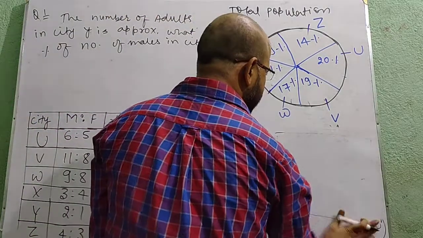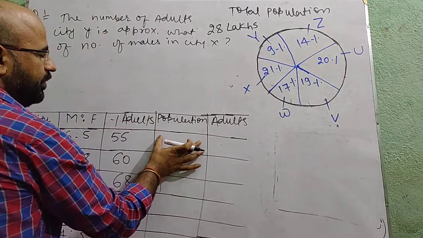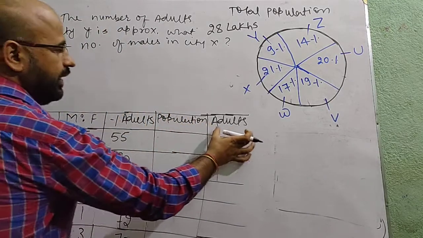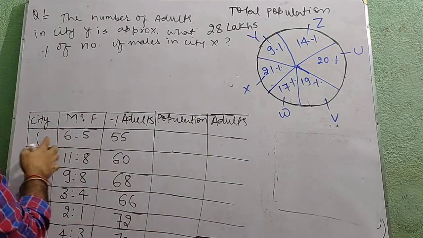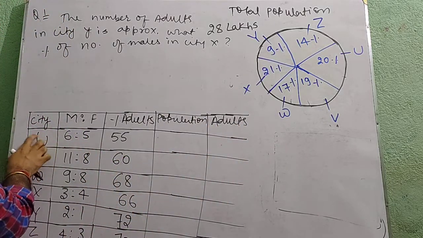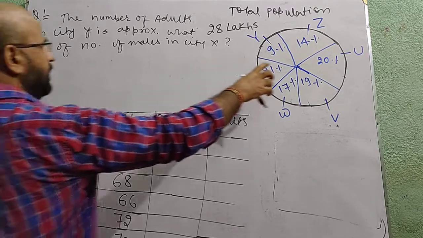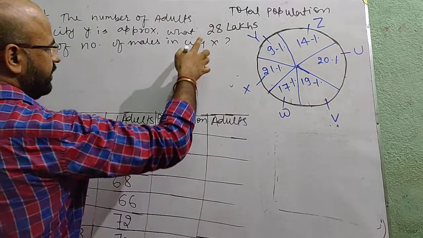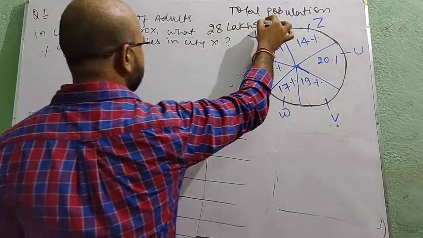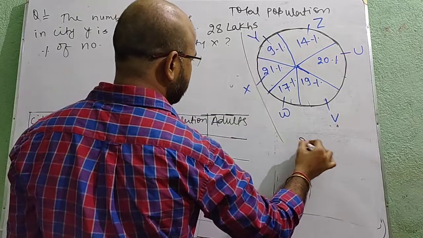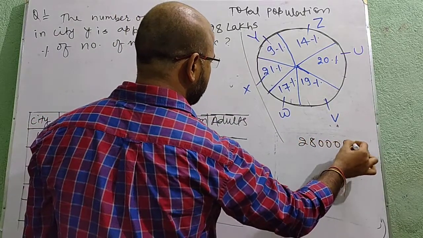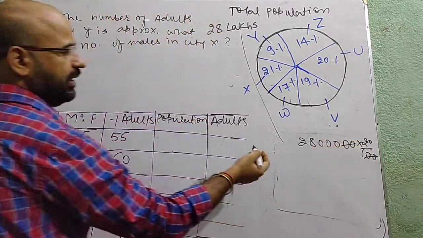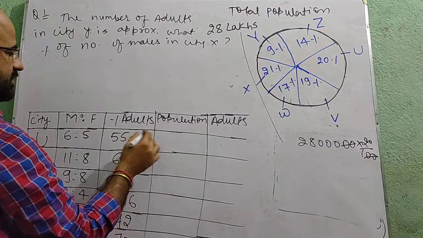First of all, you will calculate the population of different cities in numbers, and also the adult population. Here, the population of city U is 20%, which means 20 by 100 of 28 lakh. I have to calculate 20% of 28 lakh. The 20 cancels, then 28 times... 56.